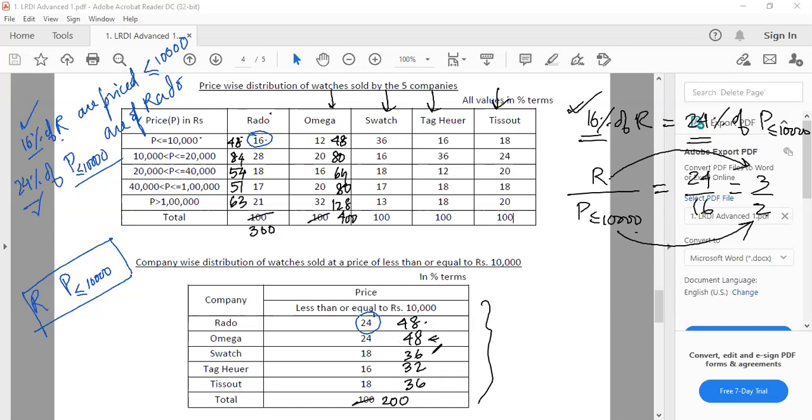Next, Swatch. Swatch is 36 here. It's already 36 here, so no change. Everything will be the same. It already matches. So this will remain 100. Then Tag Heuer here is 32. This is 16. We have to double it, right? So this will be 32, 72, 24, 36, 36, and 200. And lastly, Tissot is 36, so double. So 36, 48, 40, 36, 40, 200.